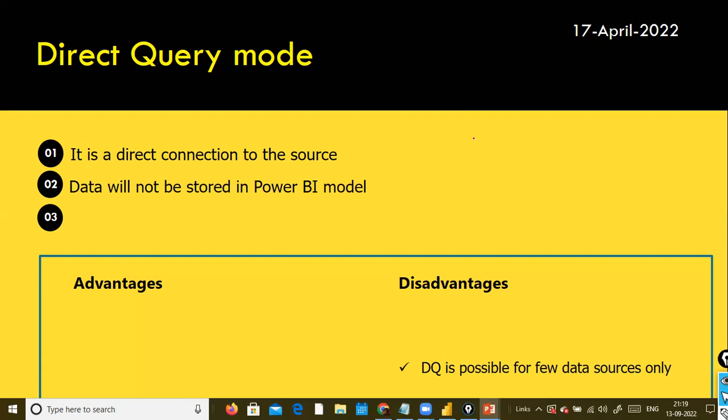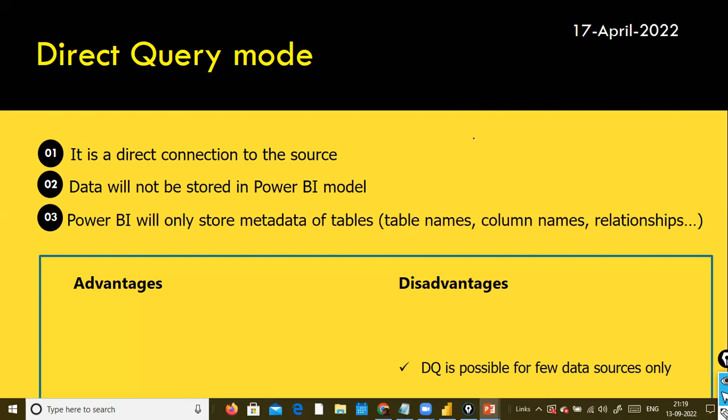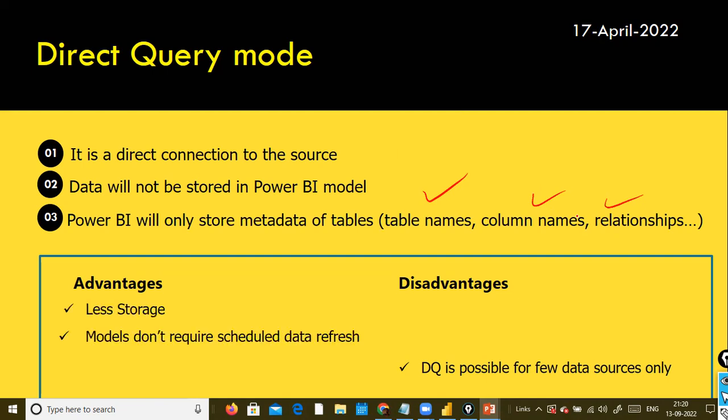But in the case of direct query mode, it will store the metadata of your tables. What is metadata of your tables? Table names, column names, and relationships. It has to import just the structure, and these will get imported in your Power BI Desktop. The advantage is it will take less storage because you are importing only the table names, column names, and relationships. You are not importing the data. Hence, it doesn't require much storage.